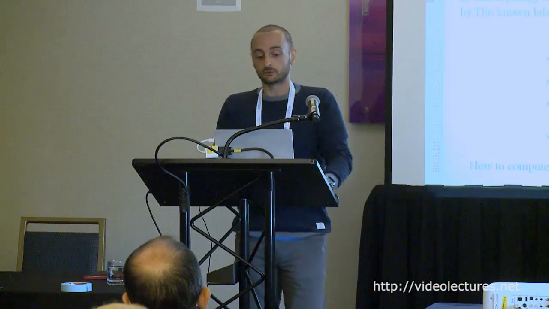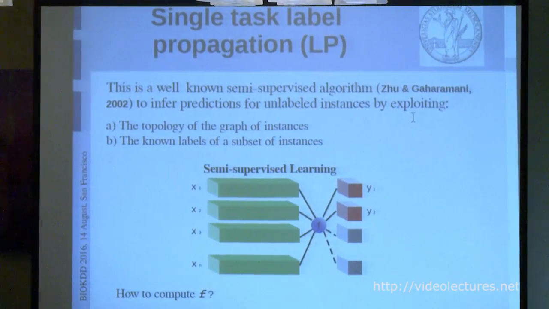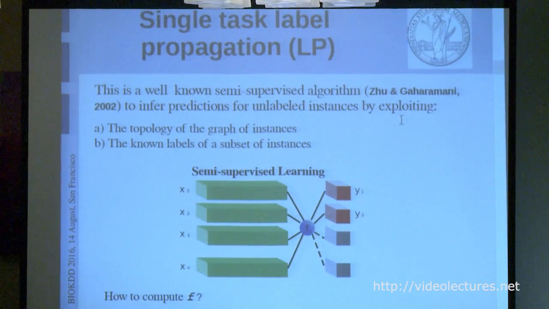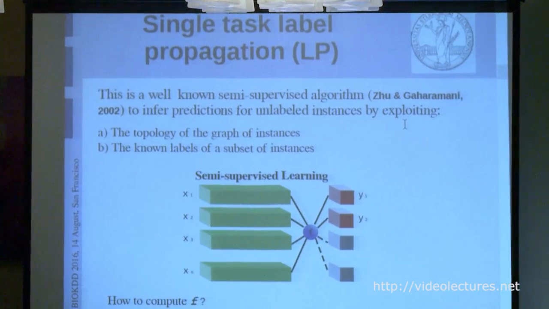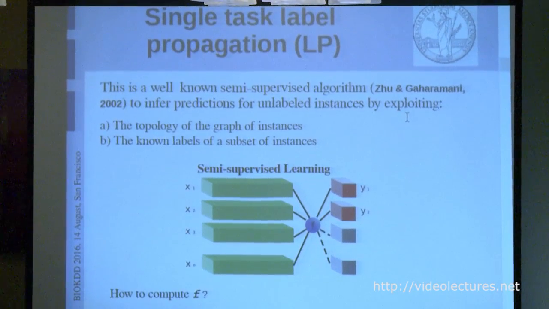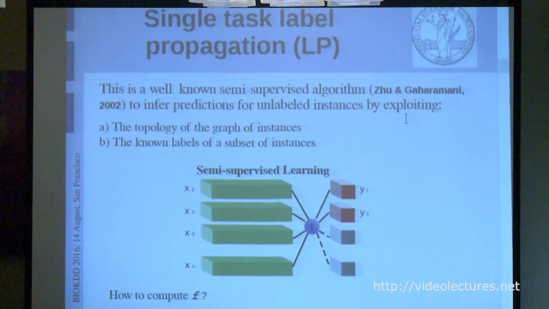So what we want to do is use a base learner and then try to exploit our multitask information. The base learner we adopt is a label propagation algorithm. Why did we choose this algorithm? Because it's a well-known algorithm which performs quite well in very different tasks, in a variety of different problems, and also it's an efficient algorithm.